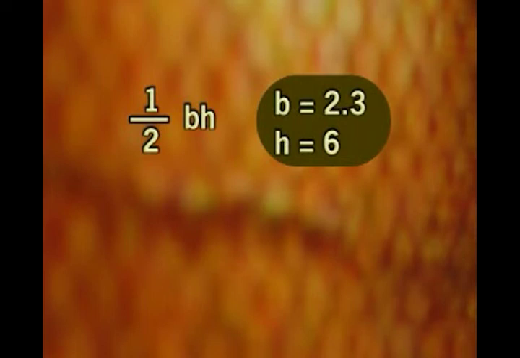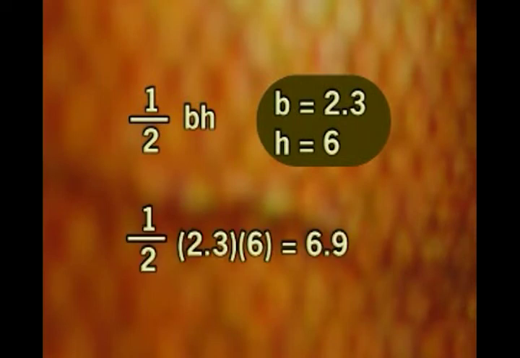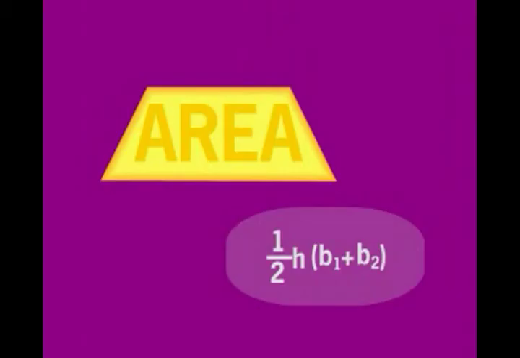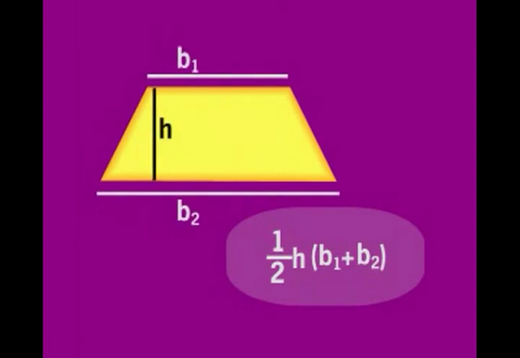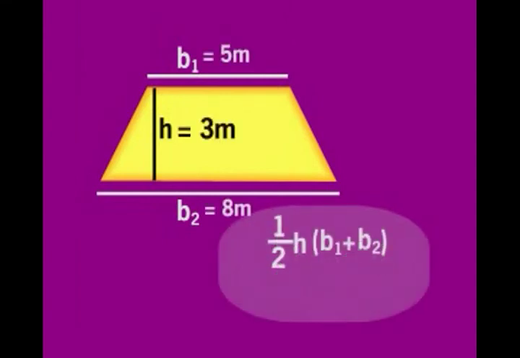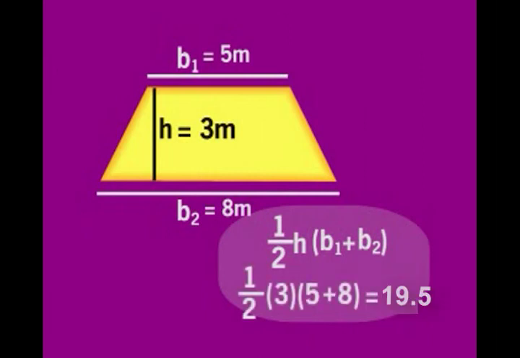Try this with us. Evaluate the expression by substituting the given values for each variable. The area of a trapezoid is given by the expression 1/2 h times the quantity b1 plus b2, where b1 and b2 are the lengths of the bases and h is the height. This means that the area is obtained by multiplying the height by the average of the two bases. Find the area of the trapezoid shown. 1/2 times 3 times 5 plus 8.